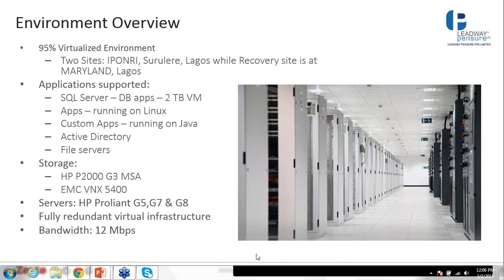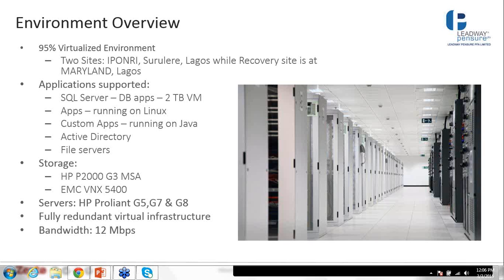We have a lot of applications, but our core applications are SQL Server. We have applications running on Linux. We have applications running on Java. We have file servers on Windows machines and all that. Now, our SQL Server is where our core information is stored in our database. As of today, this happens to be the biggest VM amongst all our VMs. It's a 2 terabyte VM, and the most critical machine for us.